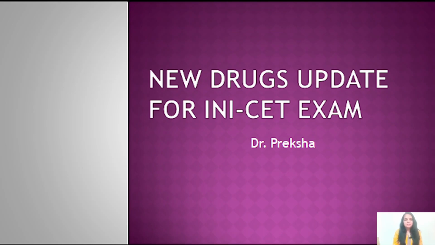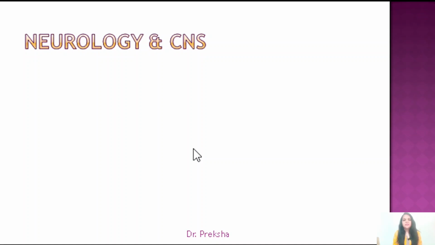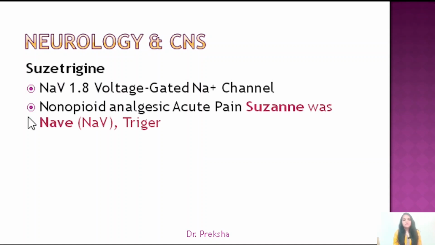So let us begin. The drugs for neurology and the central nervous system: suzetrigine. Suzetrigine acts on the NAV 1.8 voltage gated sodium channel, and is useful as a non-opioid analgesic for acute pain. You can remember that Susan was NAV and she was triggered with the pain. Suzetrigine: trizine is for the trigger of pain, and Susan was NAV, so it acts on the NAV sodium channel. This is how you can remember suzetrigine.